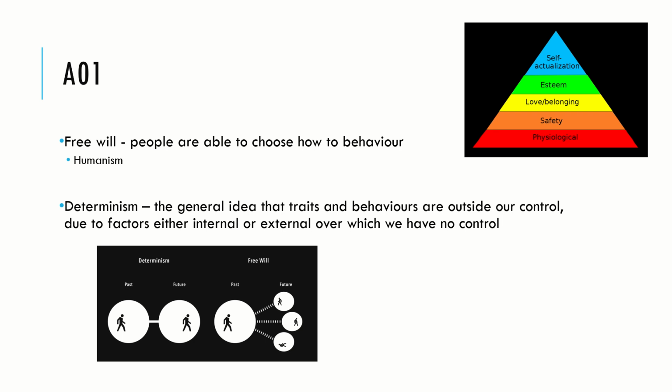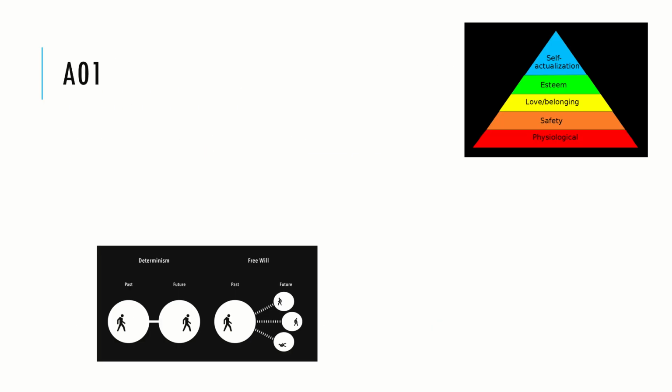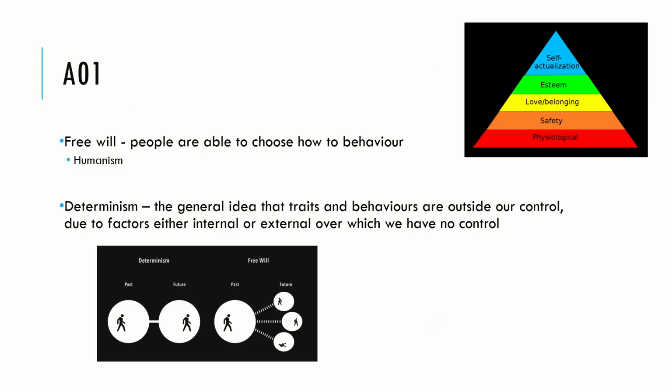Determinism is very compatible with science because it allows us to predict. Theories allow us to predict if this happens, this will happen, and we conduct experiments to identify cause and effect as well. So if it was all free will, then we wouldn't be able to predict anybody's behaviour, so we couldn't have theories, and there wouldn't be any cause and effect, so there was no point conducting experiments. And that's where the term from the spec, the scientific emphasis on causal explanations, comes from. That's what you could talk about. Determinism is focused on causal explanations and cause and effect.